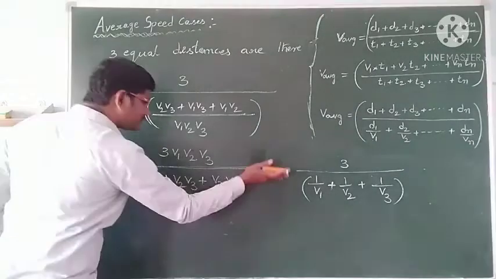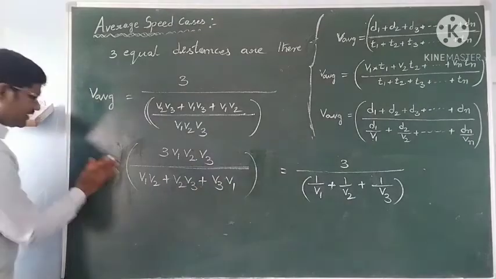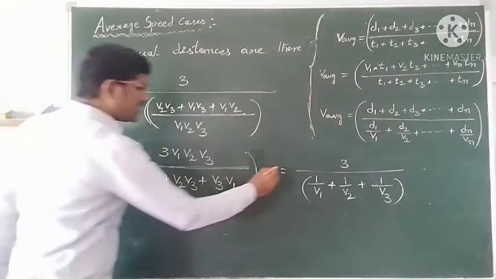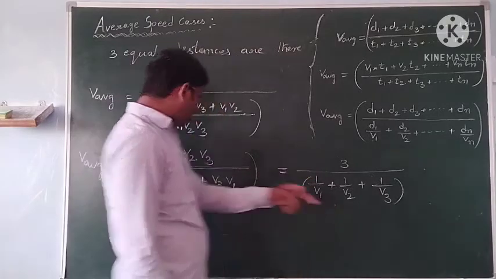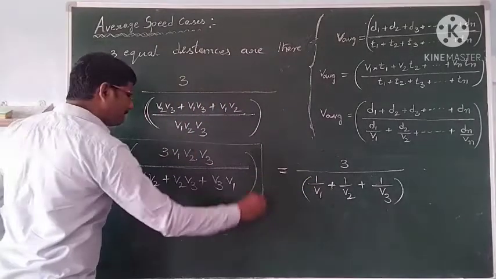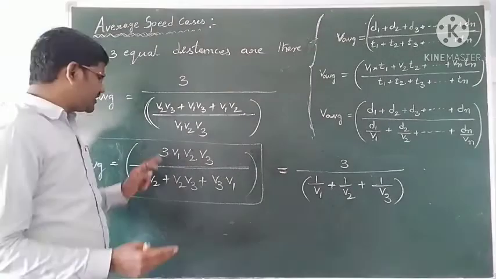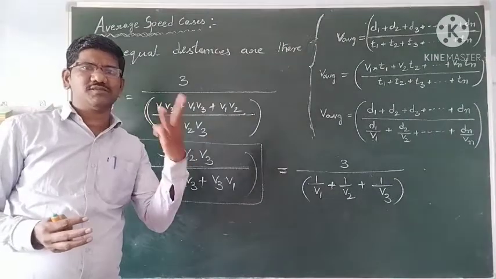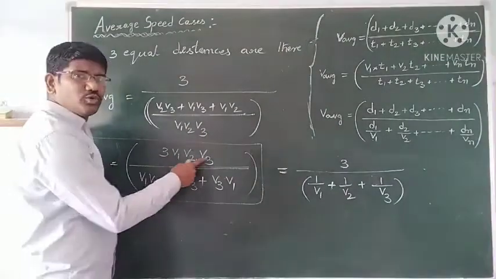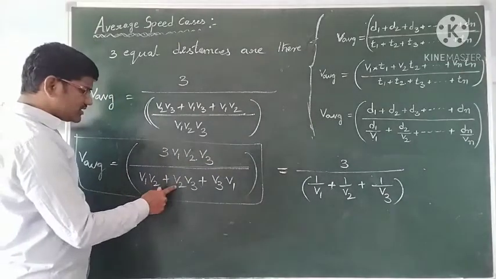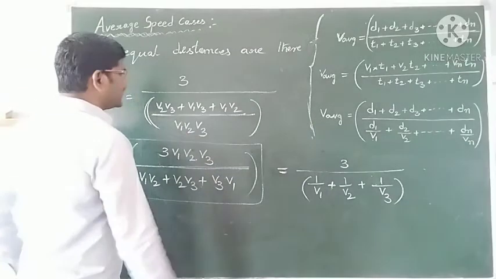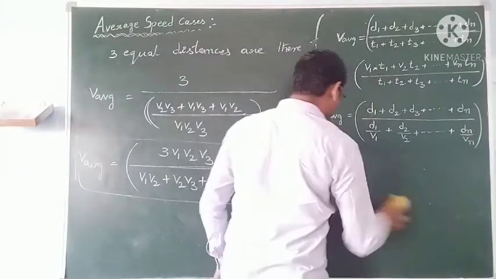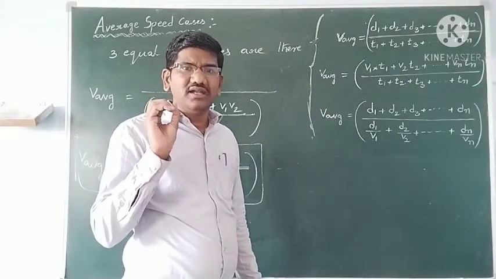Okay, so this is called average speed. This is called average speed. So you can write this formula directly, or you can use it directly. If we have only two speeds, 2 V1 V2 by V1 plus V2 we have in the denominator. If we have 3 speeds, 3 V1 V2 V3 by V1 into V2 plus V2 into V3 plus V3 into V1.